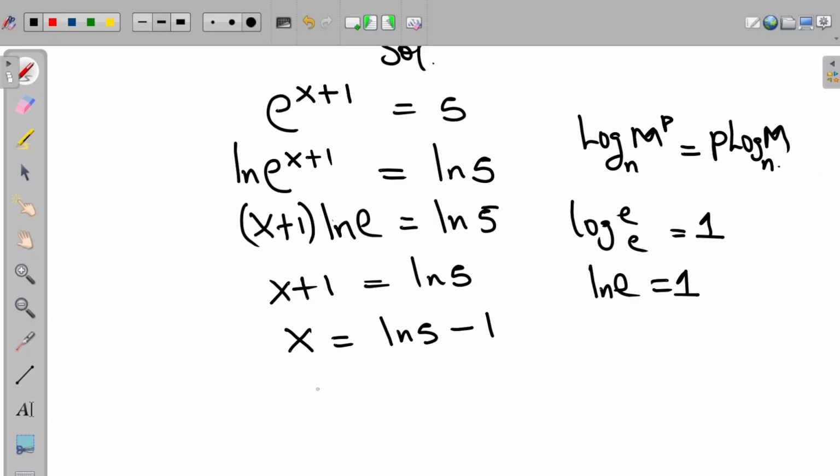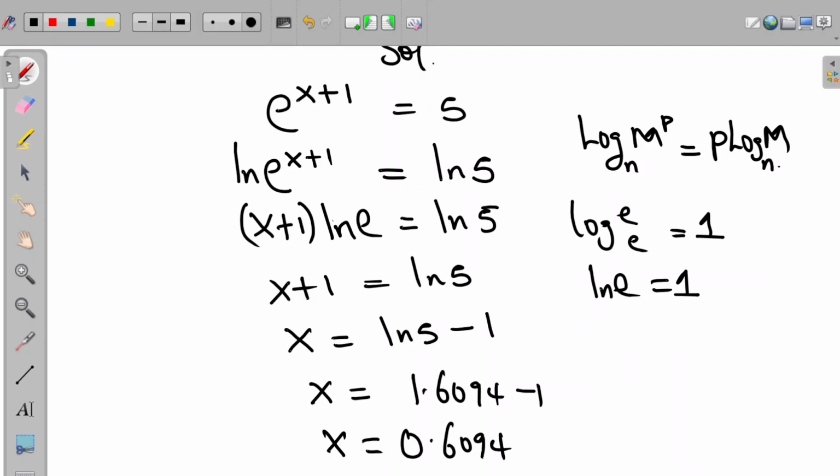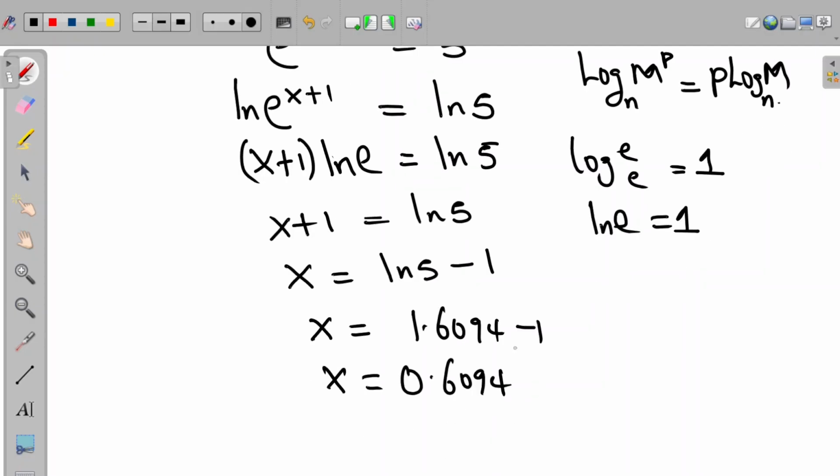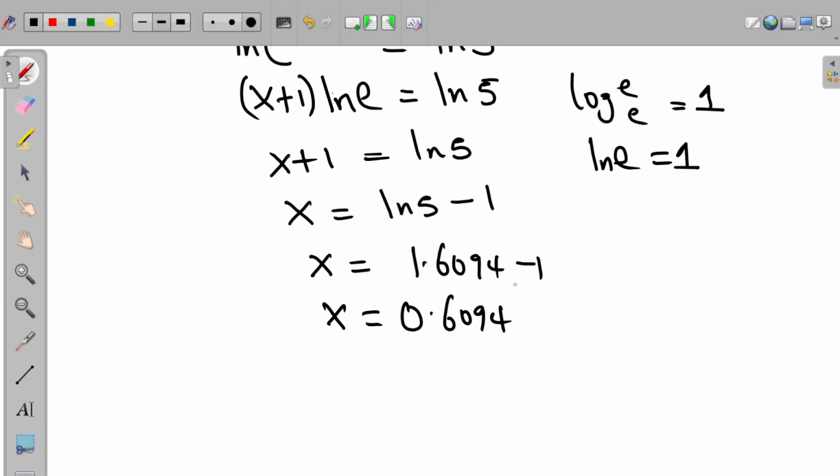So x is equal to ln 5, which is 1.6094, minus 1. So x is equal to 0.6094. Now let's check if our value is correct.